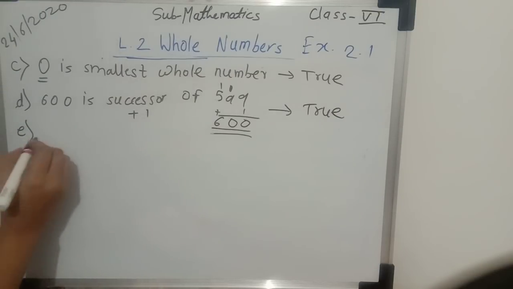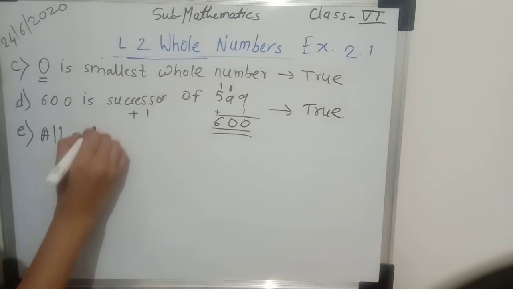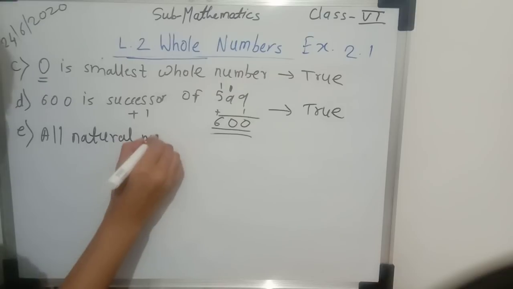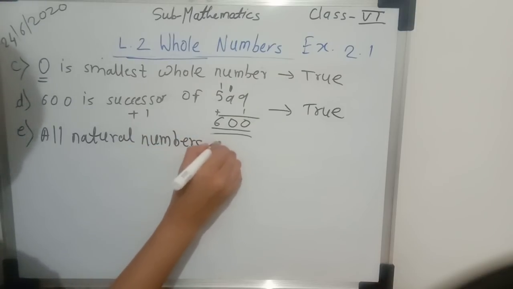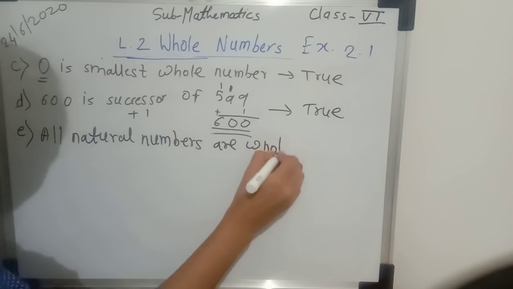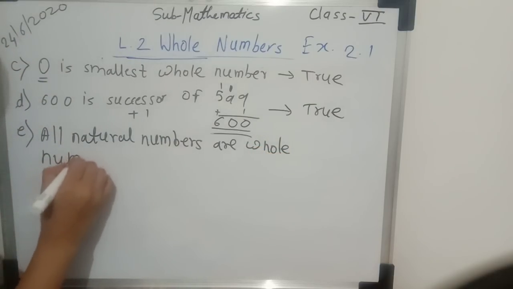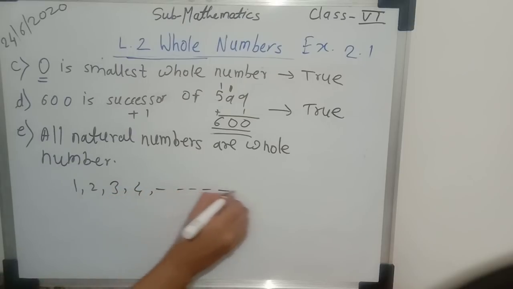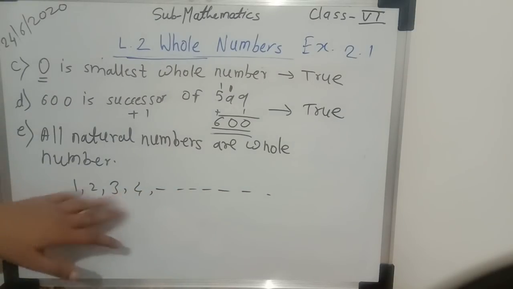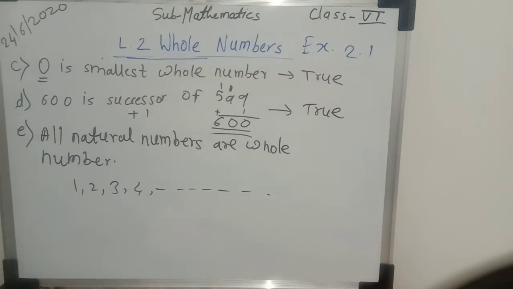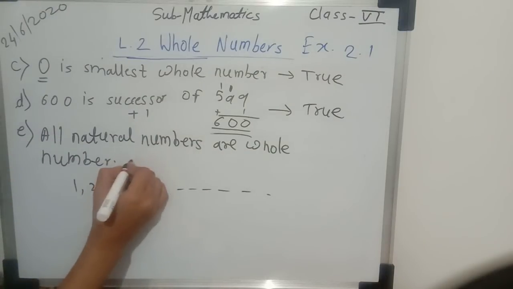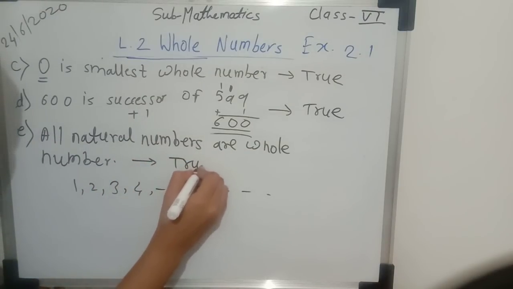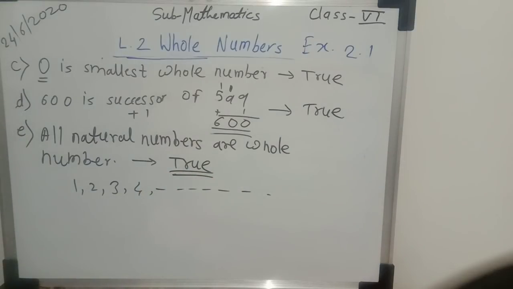The next statement is saying that all natural numbers are whole numbers. Is it true? For example, natural numbers start with 1, 2, 3, 4, 5 and so on. Okay, so in whole numbers also 1, 2, 3, 4, 5, 6, 7 and infinite numbers are there. So here we can say all natural numbers are whole numbers. So this statement is true. Okay, now let's see the next statement.